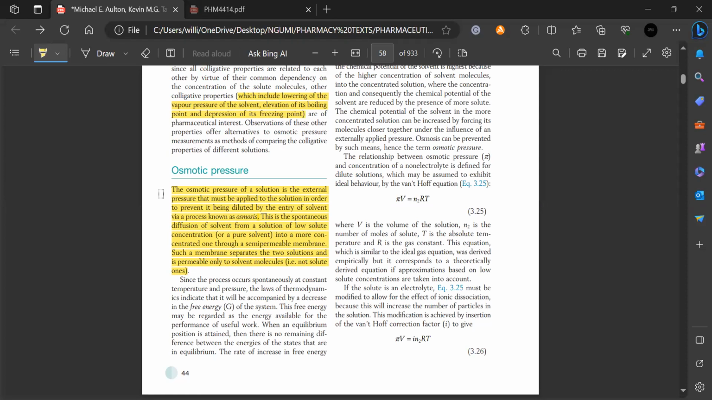But I hope you guys have experienced that. If you do have hot tea, even in a cup, and you go and add sugar, sometimes it just starts tripping. Anyway, osmotic pressure.